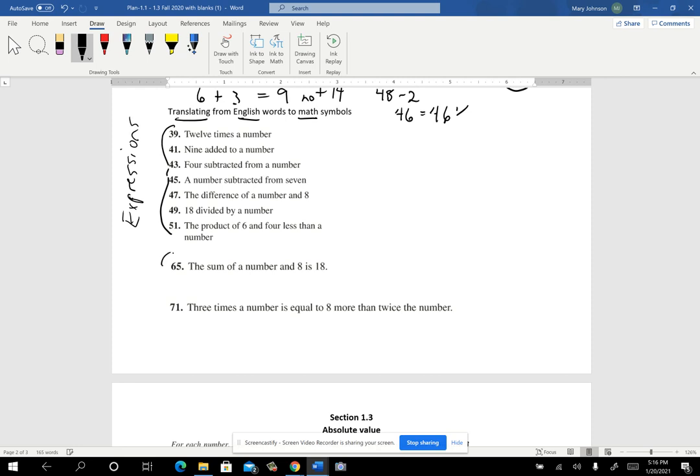Right? These last two are equations. They're going to be a problem that has an equal sign in them. Okay?